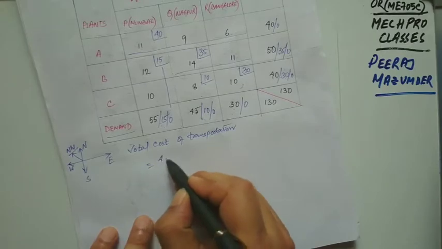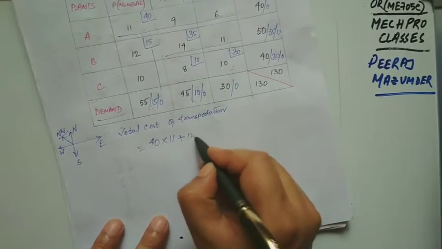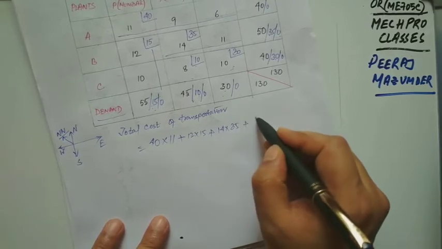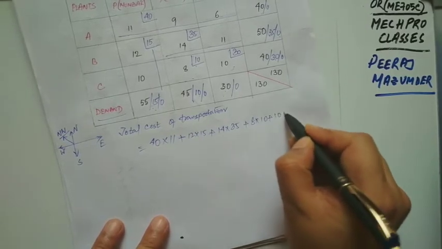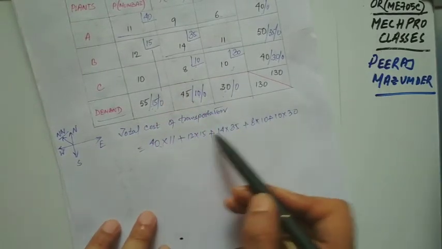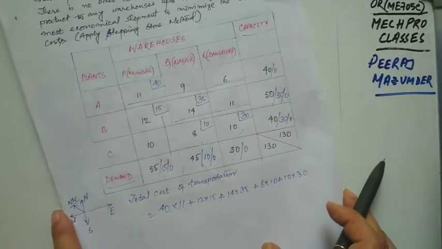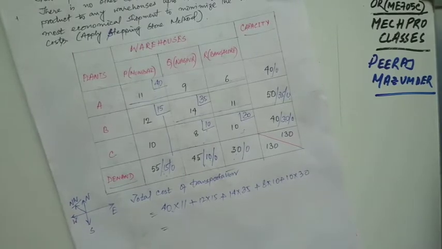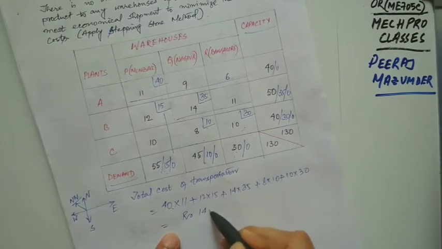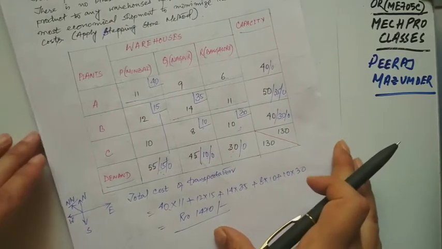So we have to first calculate 40 into 11 plus 12 into 15 plus 14 into 35 plus 8 into 10 plus 10 into 30. So I think 1, 2, 3, 4, 5 allocations. Okay. So I have written all the allocations accordingly. Now we have to sum it up after multiplication. So it gives me, I think it will come around 1490. Okay, this much. Now this was the earlier method.